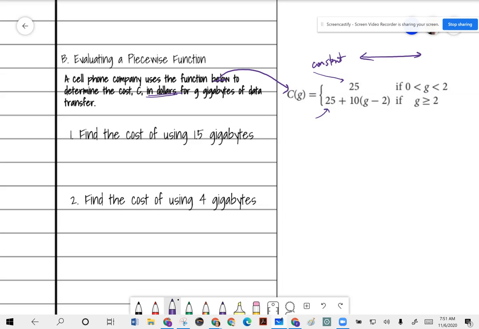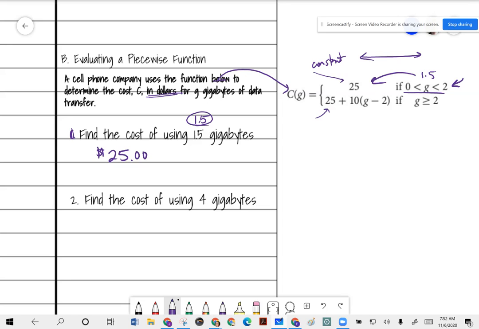So on number 1, we have find the cost of using 1.5 gigabytes. So 1.5 is going to be found within this domain, right? Because 1.5 is in between 0 and 2, which means it's going to cost us $25. We're in that flat fee space.